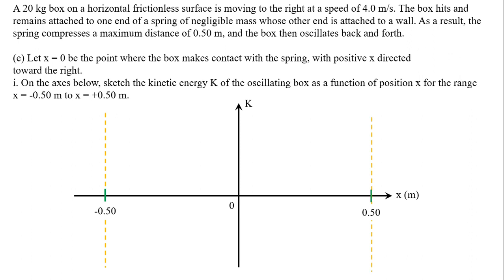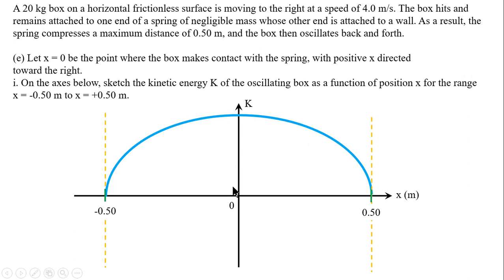And it wants the kinetic energy of the oscillating box as a function of position versus x. Well, think about this for a second. The kinetic energy is greatest when the speed is going to be the greatest. Well, where is the speed going to be the greatest? At 0, when it's not pushing it in or out. When it's being all the way compressed in, because it's oscillating, remember, it's got no speed, so it's going to have no kinetic energy. When it's all the way out, it's being stopped, so it's got no energy.